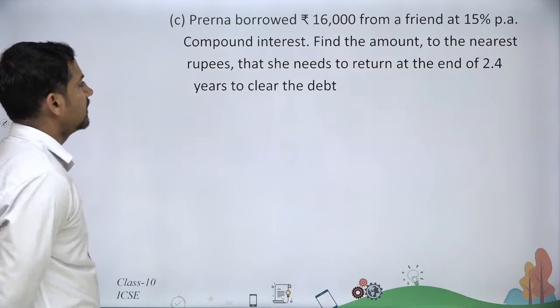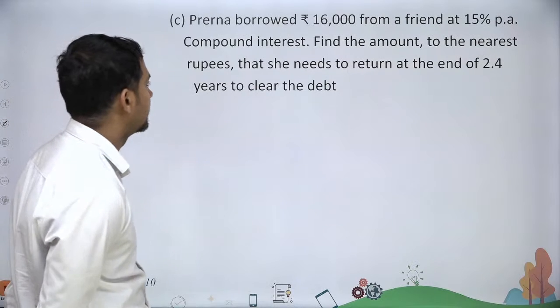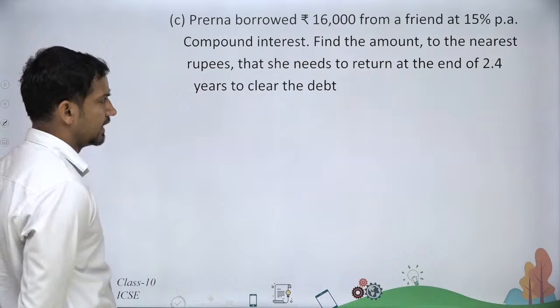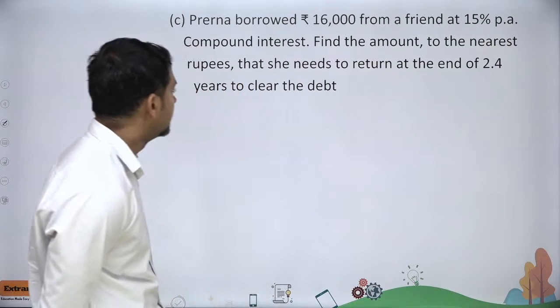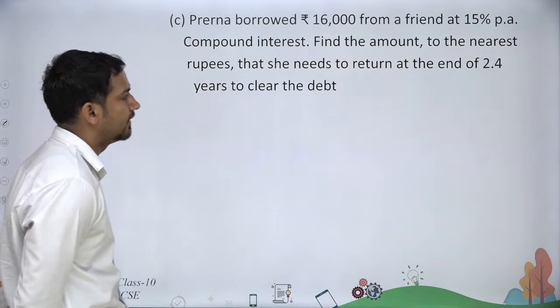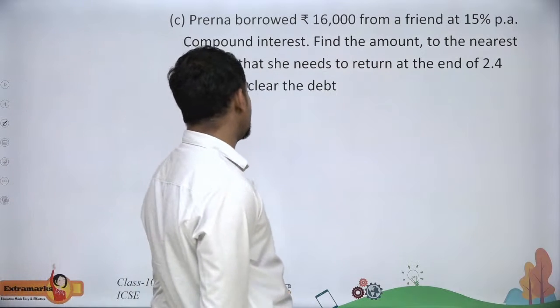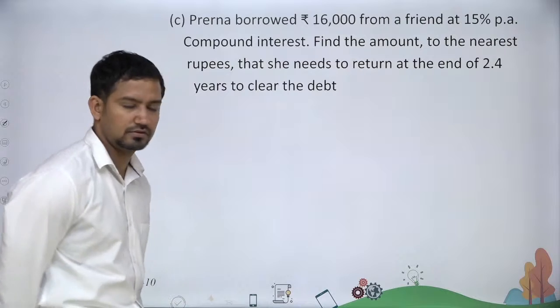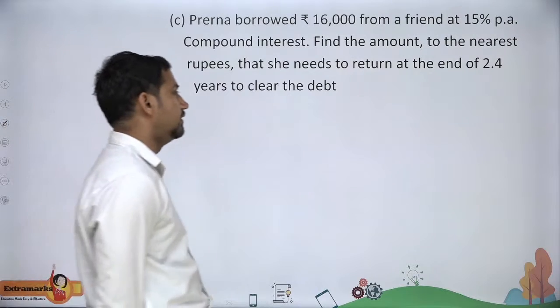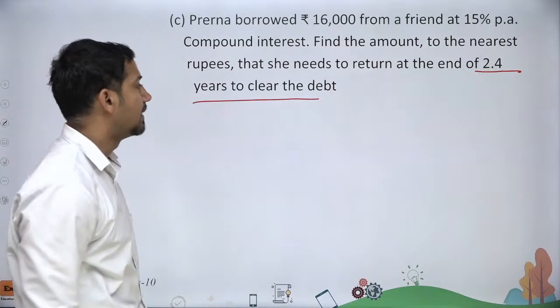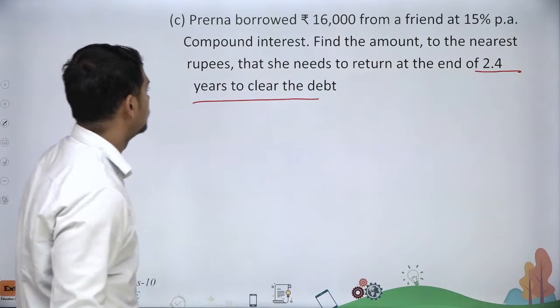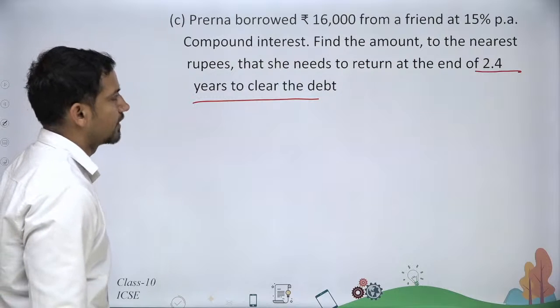Prerna borrows 16,000 rupees from a friend at 15% compound interest. Find the amount, to the nearest rupee, that she needs to return at the end of 2.5 years to clear the debt. So we have to find the amount.